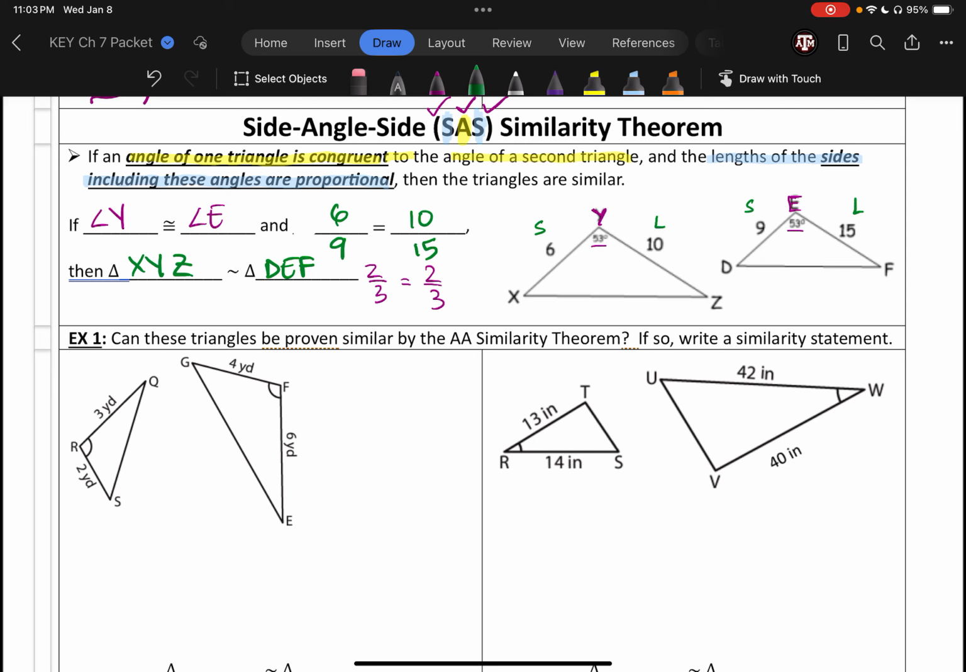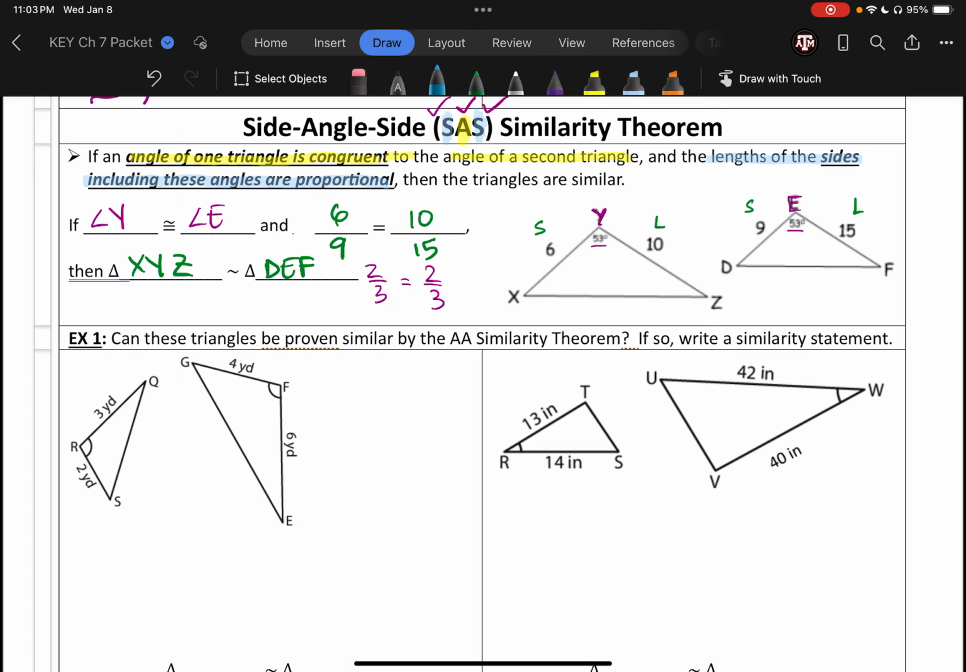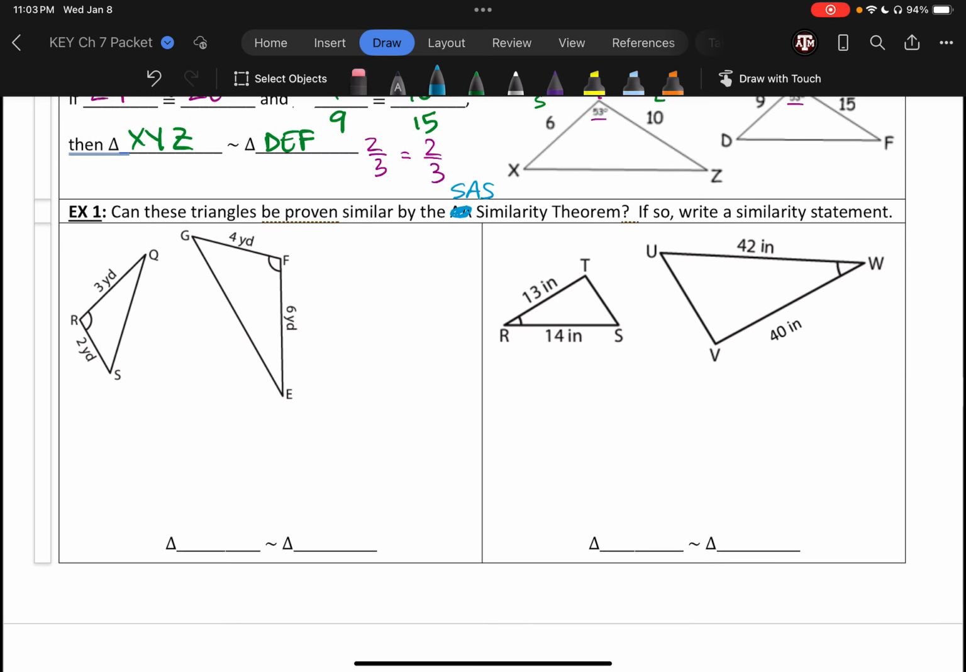Now let's look at some examples utilizing this to check to see, hey, is this side angle side, right? So we do have a typo here. Let's go ahead and fix this. In the directions here, it says, can these triangles be proven similar by, this should say SAS, because this is the section of the notes that we're looking at. Can it be proven by SAS? If so, write a similarity statement. So if we take a look here, this is what we're testing. Do we have SAS? Well, let's take a look here. Easiest thing to check for first is, do I have a congruent angle? Yes, we do.